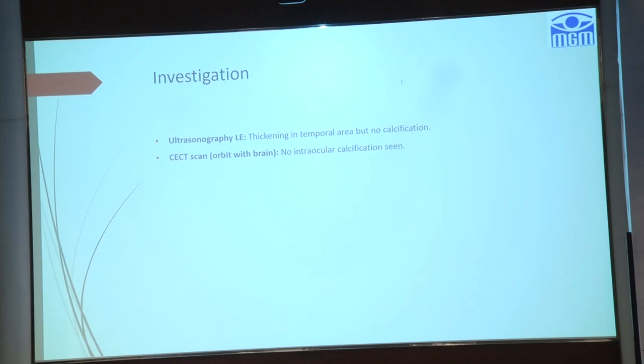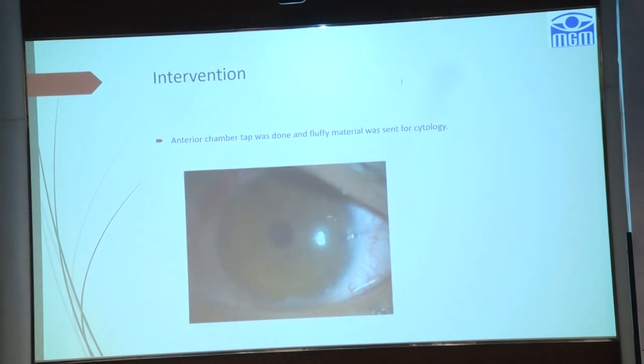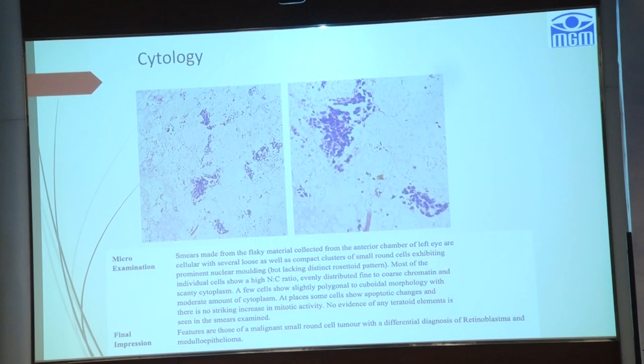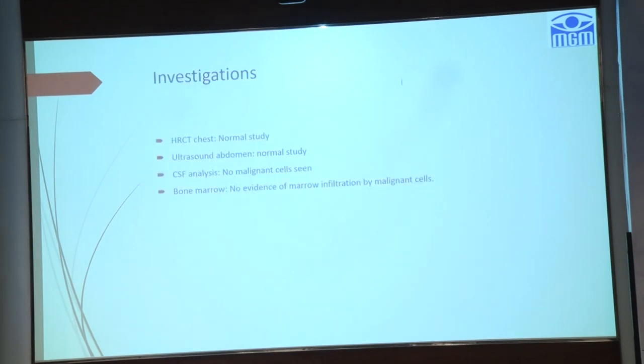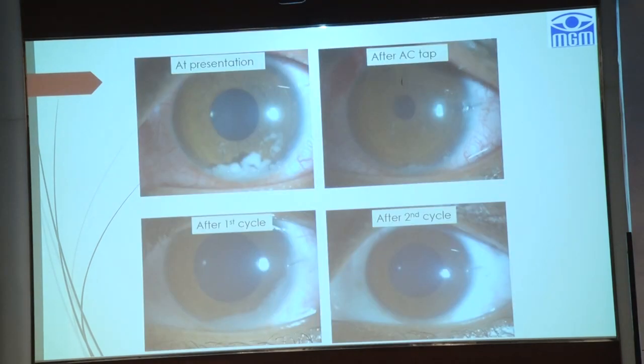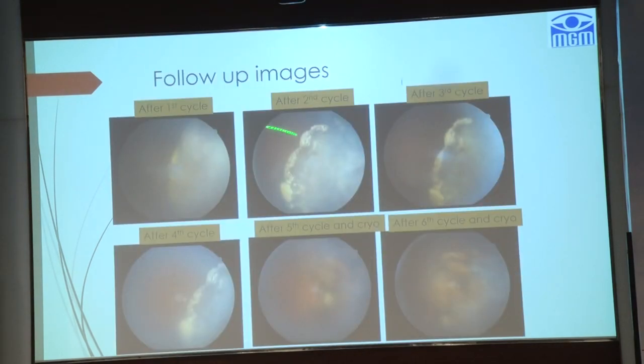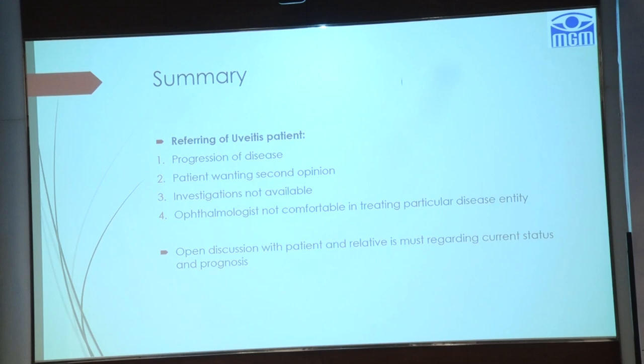But currently where I am working, I don't have a good cytology backup. So if this case had come now, I would rather have referred the patient to a person who had a good cytology backup. At that time we did the AC tap, and it came out to be retinoblastoma. Subsequently, we treated him with chemotherapy, and this is following 6 cycles, and we subjected him to cryotherapy also, and this mass resolved. So to summarize, when should you refer a patient of uveitis?